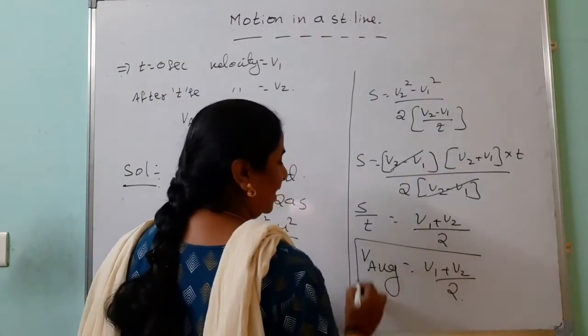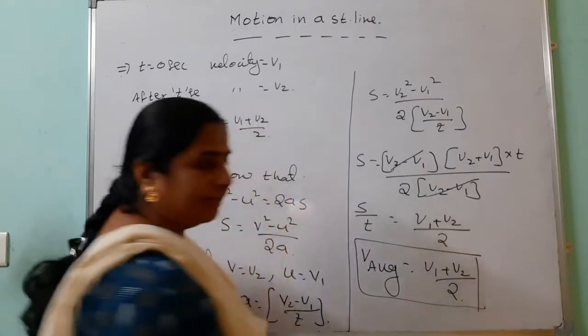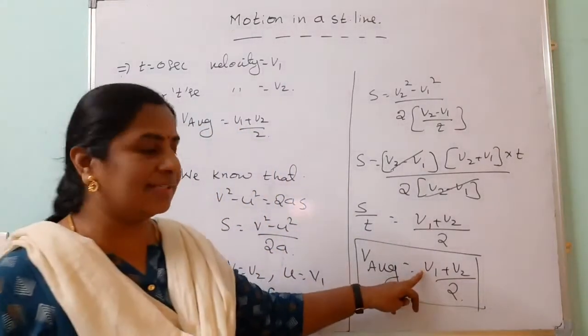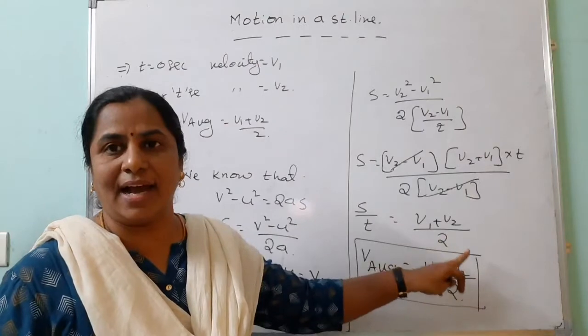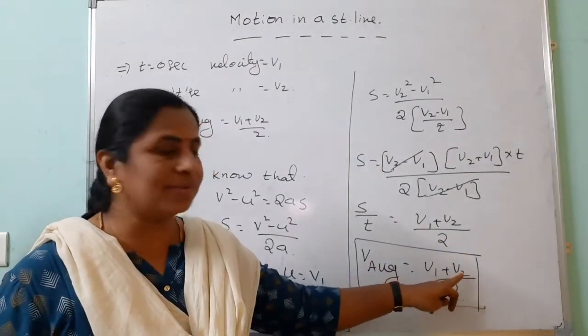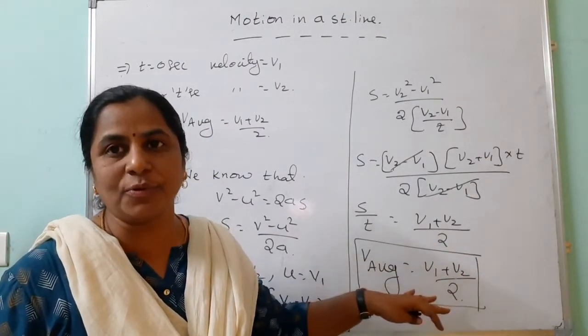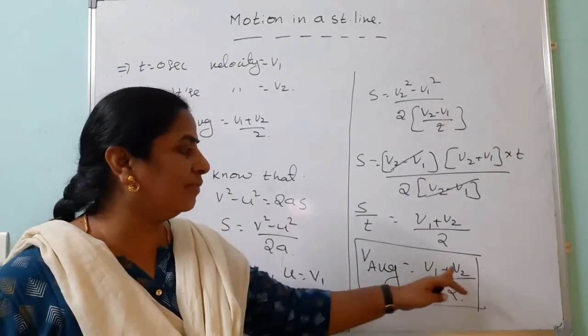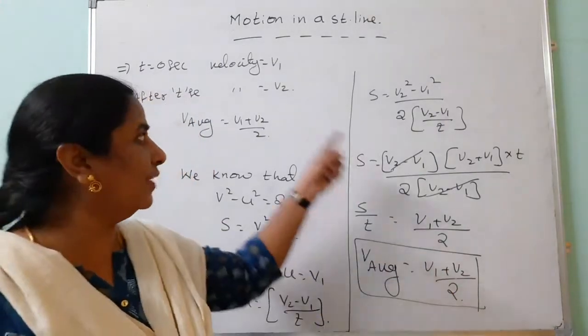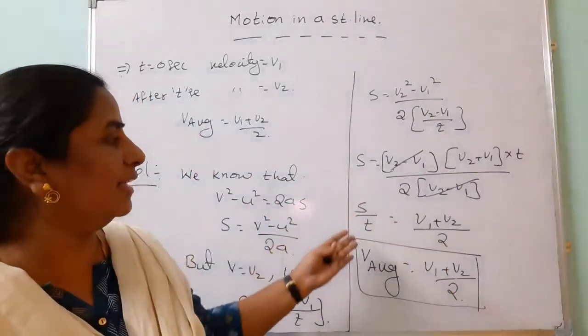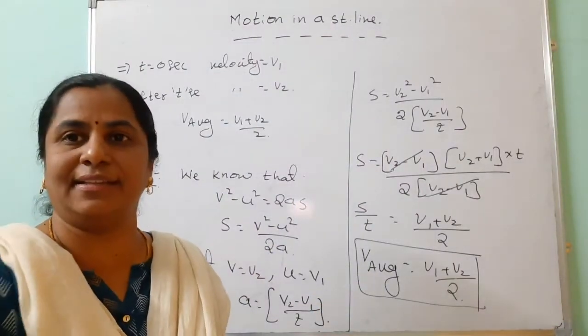This is our second SAQ. They have given initial velocity at t equals 0 seconds as v1, and after t seconds the velocity becomes v2. We have to prove that average speed equals v1 plus v2 by 2. So with the help of the third equation of motion, we can solve it like this.